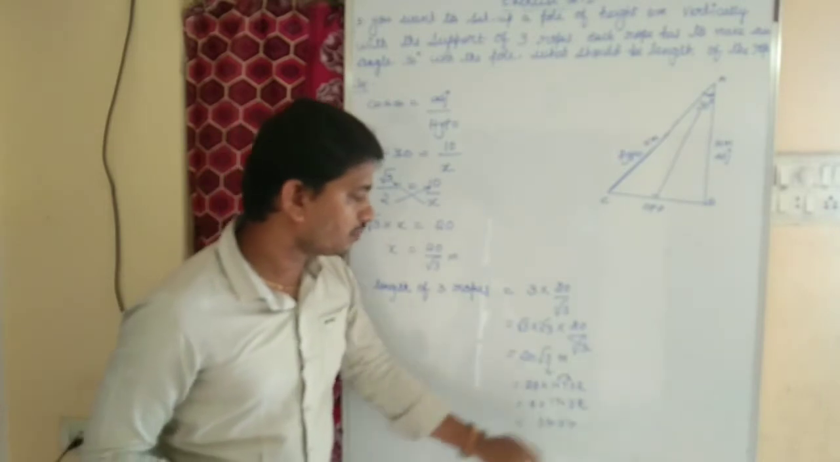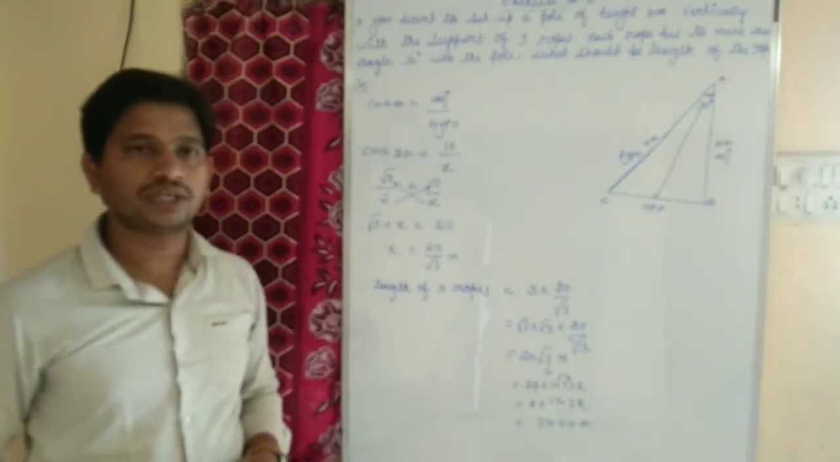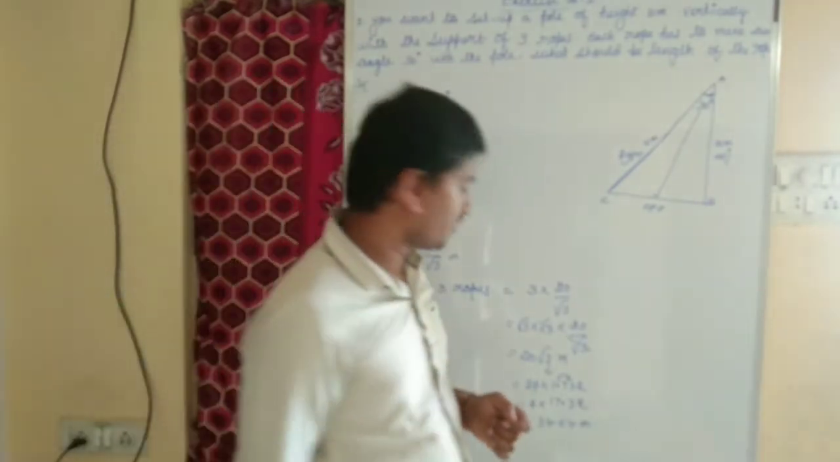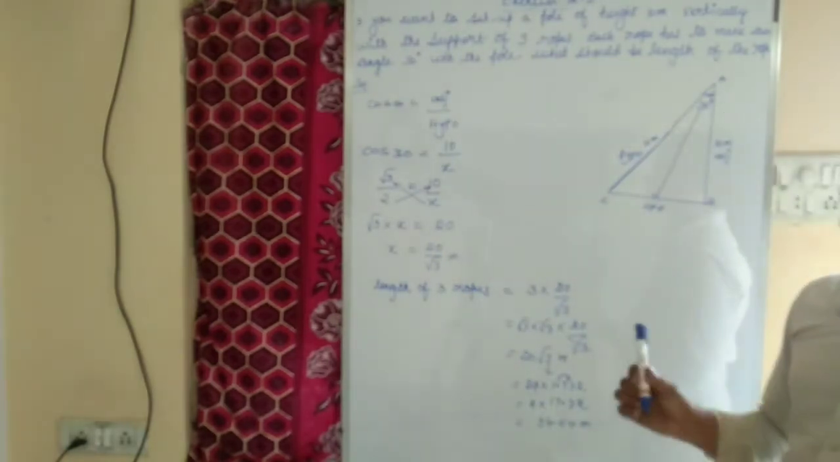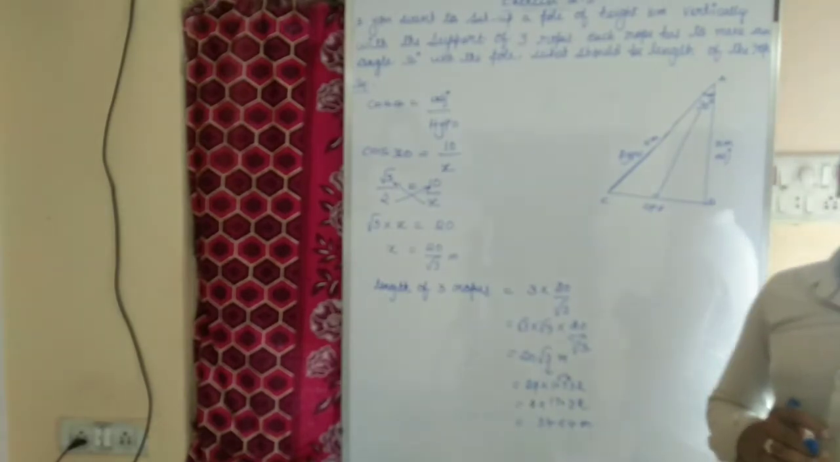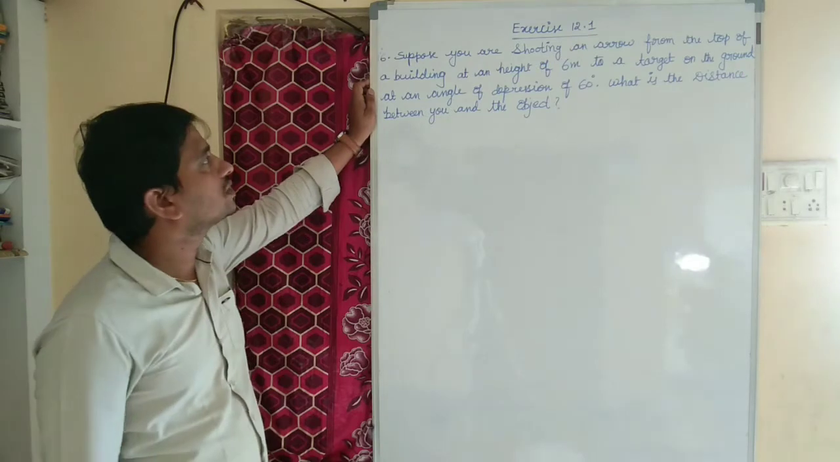So 2 into 17.32 is equal to 34.64 meters. Therefore, what is the length of rope? 3 ropes, which is equal to 34.64 meters. So this is our 5th problem. I hope you understood this problem as well. Now coming to the 6th question.